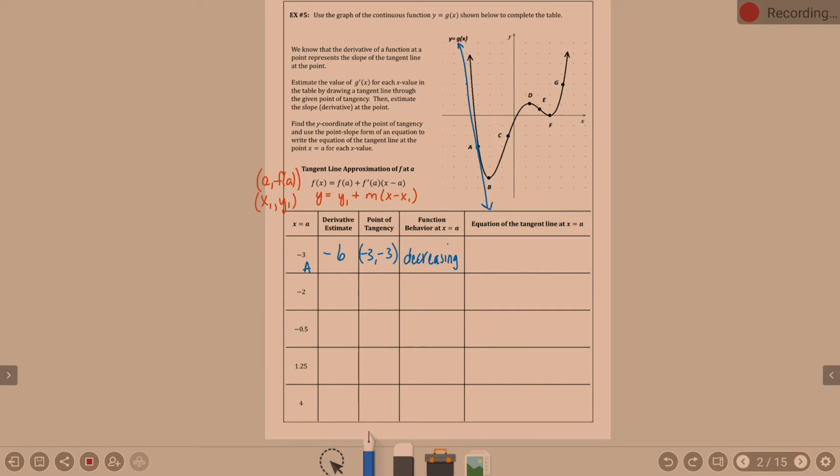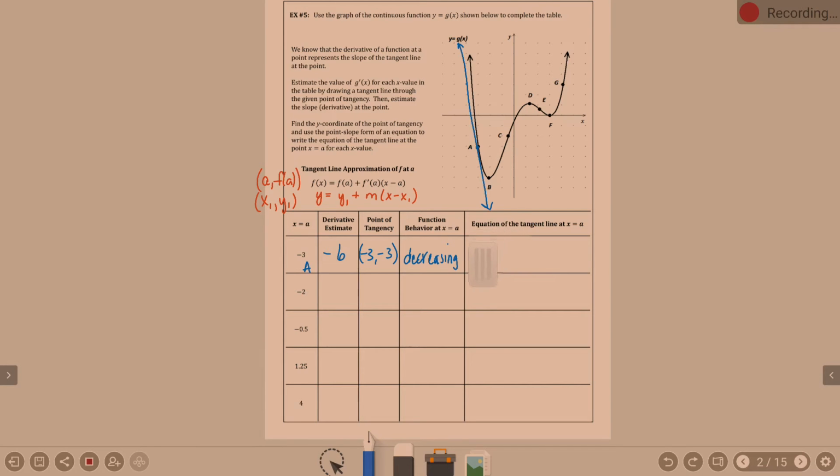Equation of the tangent line at x equals a. Here's my hint. Y equals... I'm trying to figure this out. Negative 3 minus 8, would it be negative 6, 3? Whatever your slope is, x plus 3.